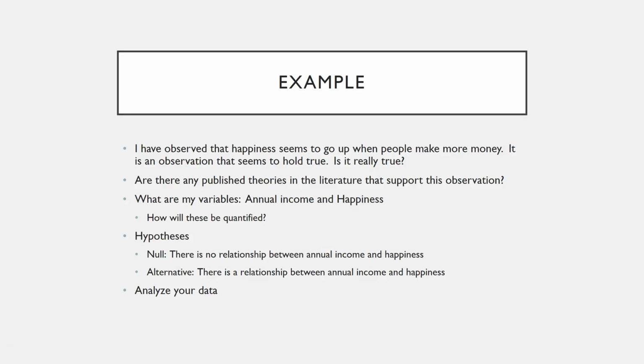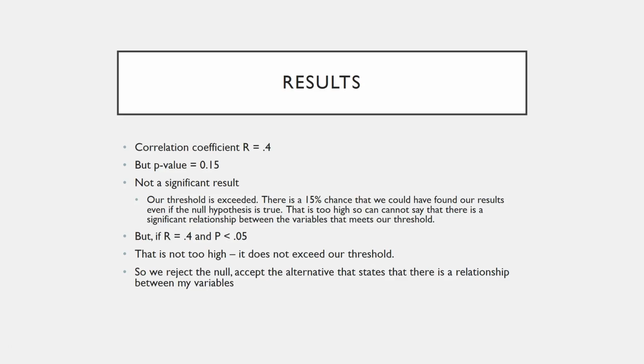So now I'm going to analyze the data. Here are my results. Let's say that I got a correlation coefficient of 0.4, which is a moderate correlation. Moderate, pushing kind of better correlation. Well, my p-value is 0.15. What do I do? It's not a significant result because my threshold is exceeded. There is a 15% chance that I could have found the results of a 0.4 correlation even if the null hypothesis is true. That's what that 0.15 is telling me. And that's too high. It's too big of a chance to take.